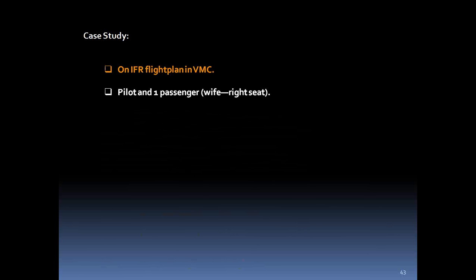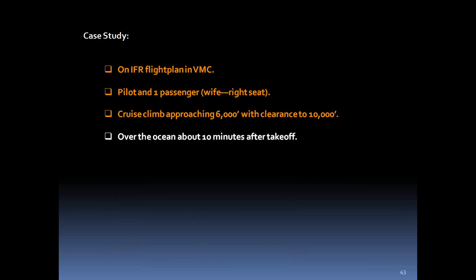So our case study this week comes right out of the book, Redefining Airmanship. This flight was on an IFR flight plan, but they were in VMC conditions. There was a pilot and one passenger on board. It was the guy's wife, and she was in the right seat. They were in cruise climb approaching 6,000 feet with an ATC clearance to 10,000 feet. They were out over the ocean about 10 minutes after takeoff.